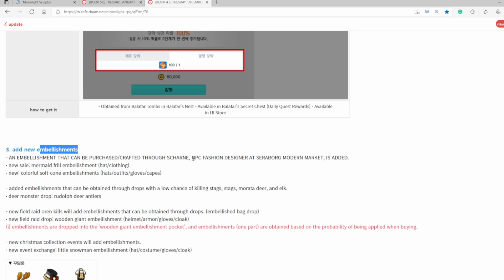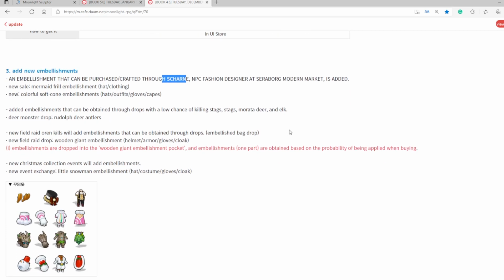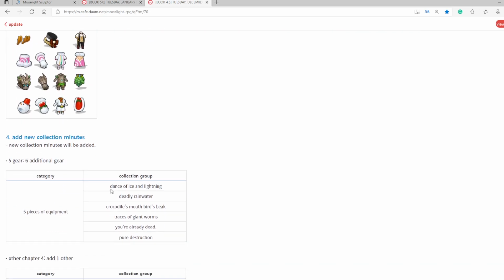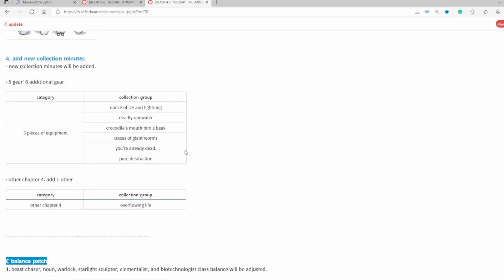So new NPC, this is not a new NPC. There will be some new items available at the Sarah Road Modern Market NPC, the usual one. And desired items that will be sold at the NPC store. And we have the new collections books as well. You could actually put it in and increase your base attack or defense. So the collections book is really something very important for a game, that really boosts up your attack a lot.